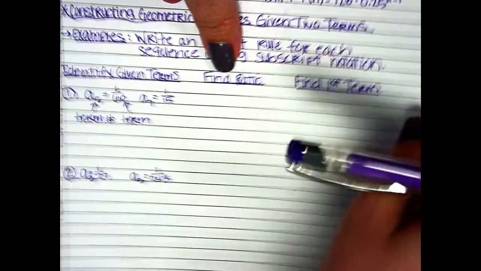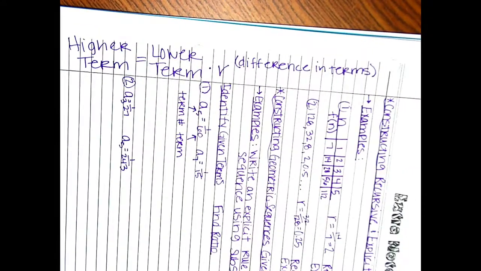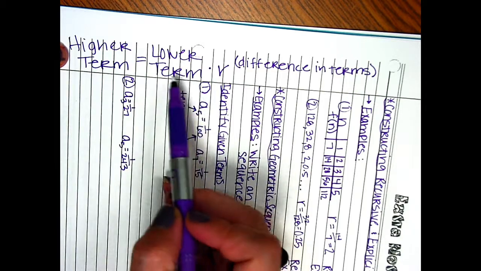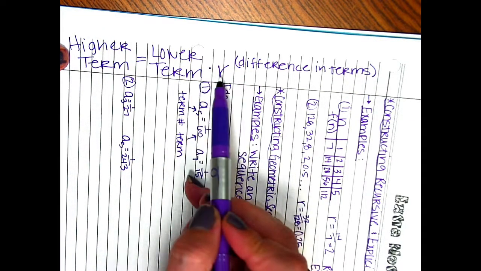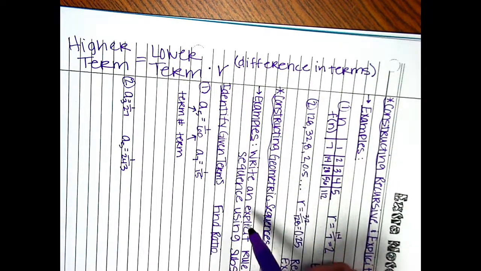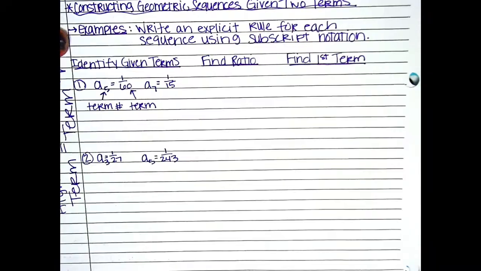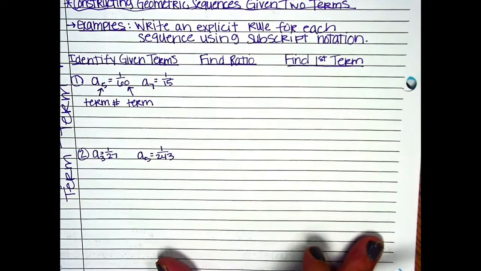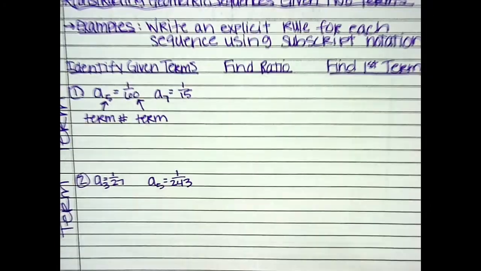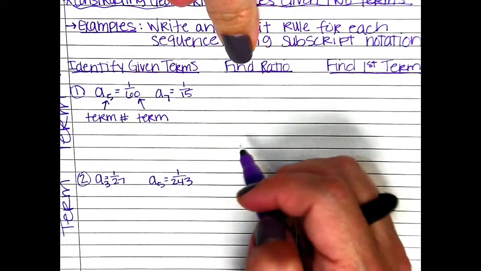You're going to set it up. I'm going to turn my paper sideways because this is where I wrote it. It's going to be the higher term equals the lower term times r to the difference in the two terms. Okay, might want to pause and get that written down. I'm going to write it out using all the variables first.